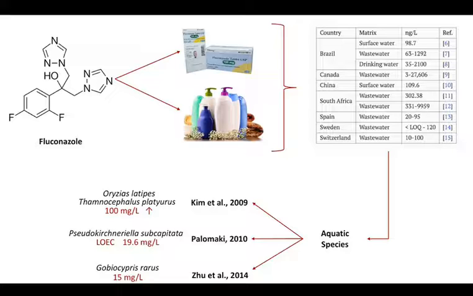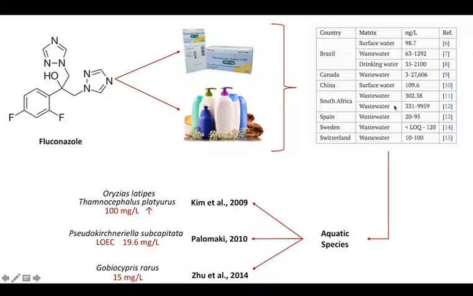Although few authors have evaluated the occurrence of fluconazole in water matrices, it is noteworthy to mention that this antifungal drug has been found in different water bodies around the world, such as wastewater, surface water, and even drinking water. Thus, we believe it is important to keep studying the occurrence and distribution of this drug in the water matrix.